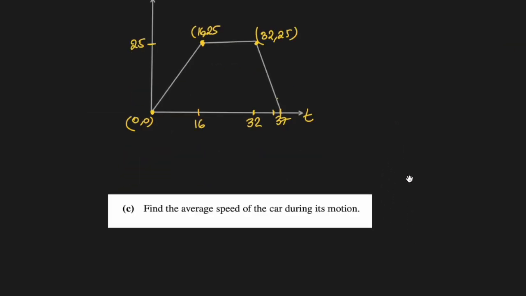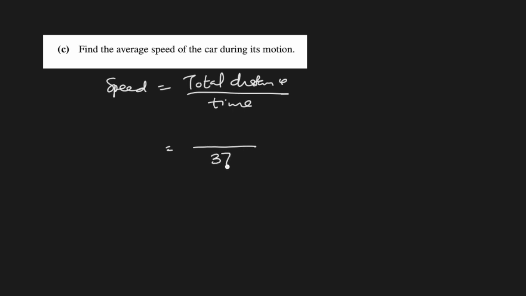Okay. Find the average speed, not velocity. Since it is speed, it will be equal to total distance traveled divided by the time it took. And we already know the time. Time is how much? 37 seconds, right? So we know the denominator. Only the numerator we have to see.